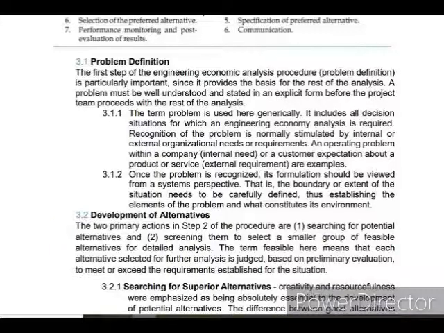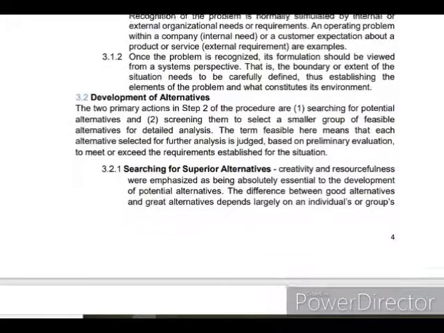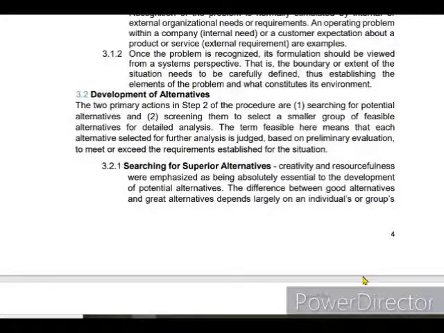So 3.2, development of alternatives. The two primary actions in step 2 of the procedure are: number one, searching for potential alternatives. So it includes under development of alternative searching. Then, second, screening them. After you search the alternatives, you have to screen them, and select a smaller group of feasible alternatives. So we will trim down the number of alternatives into a group of more accurate or more relevant ones for detailed analysis.